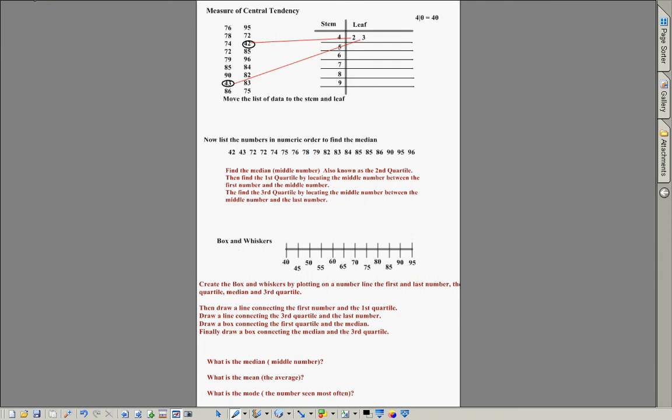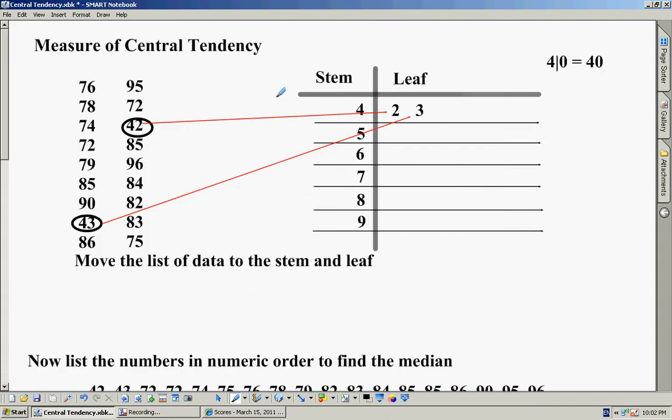Okay, that's not what I wanted to show you. Let's see here. There we go. All right, stem and leaf.